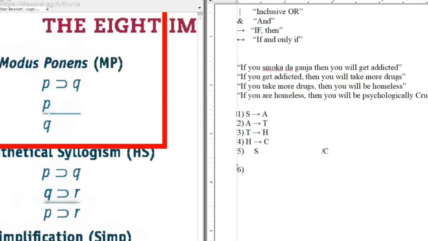It would just be a series of modus ponens. I would write A through modus ponens of line 5 and 1. From A, right? I see that A is the left side of this guy. So then I can write A.